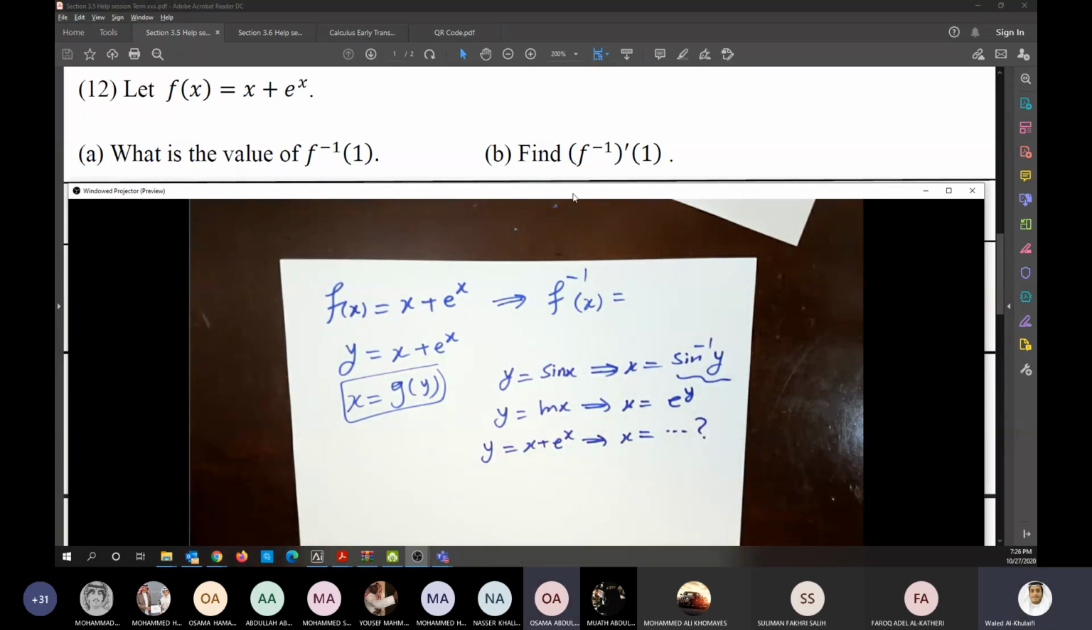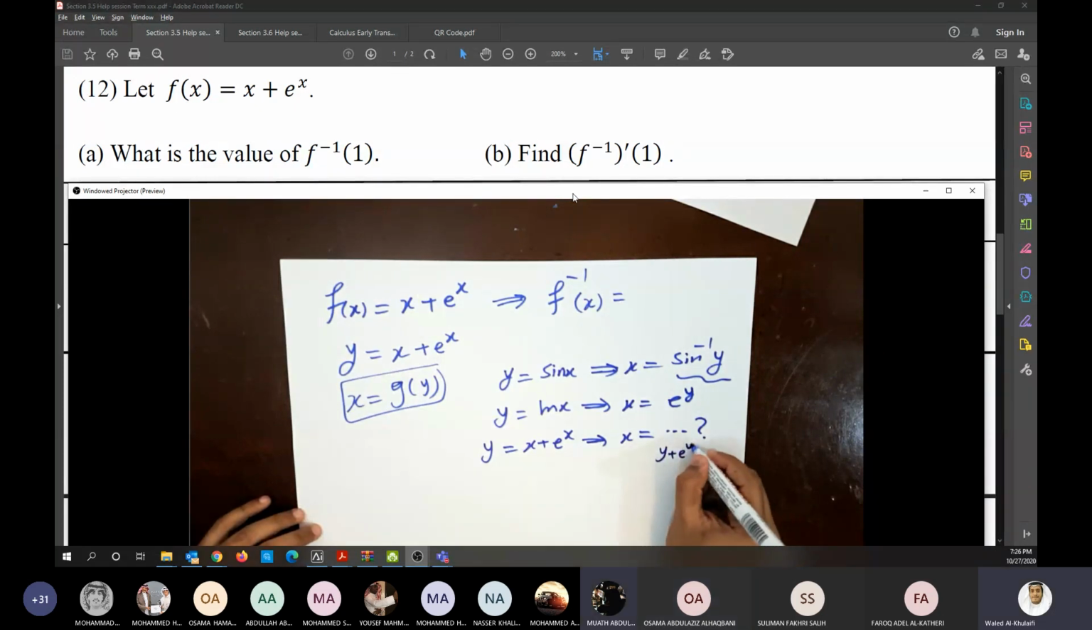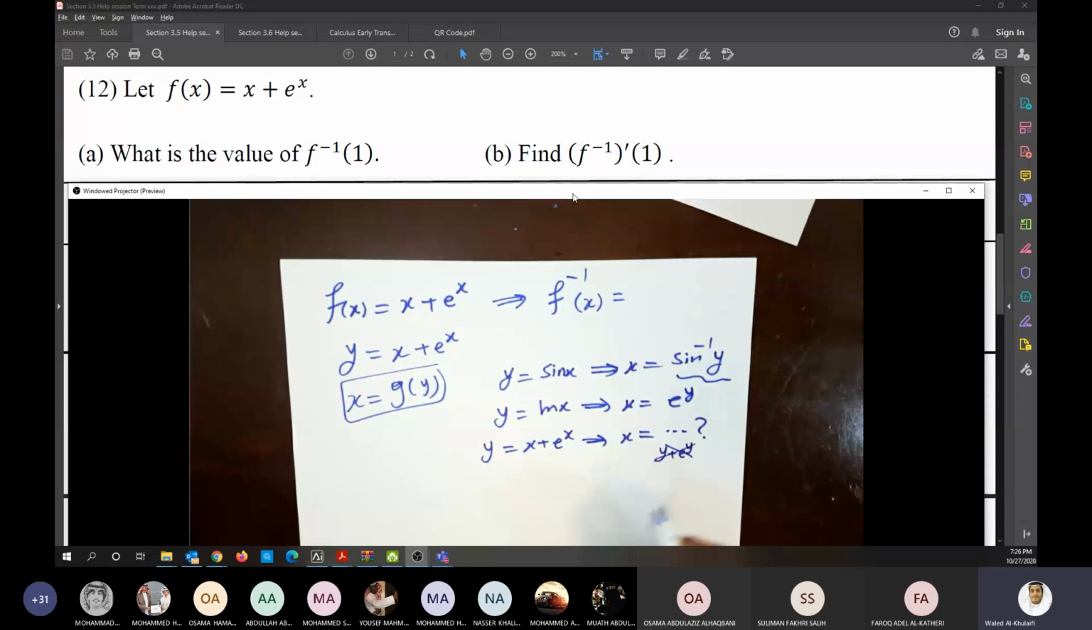y plus e power y? No, we cannot do it this way. Right, because we have an exponential. You have exponential, you have x, you have plus. So it's not easy. Sometimes it's impossible to write it this way.